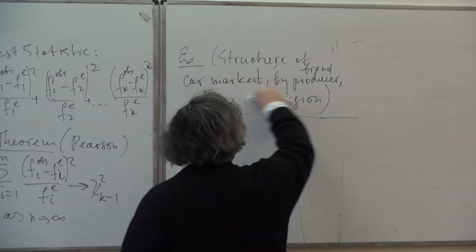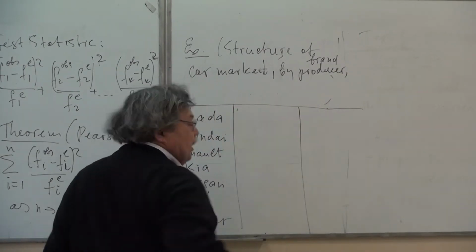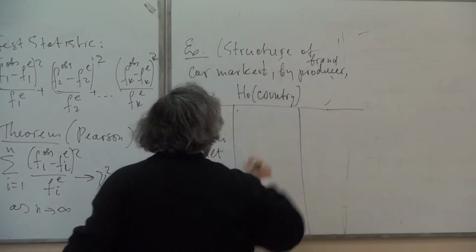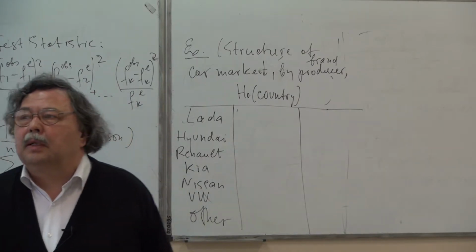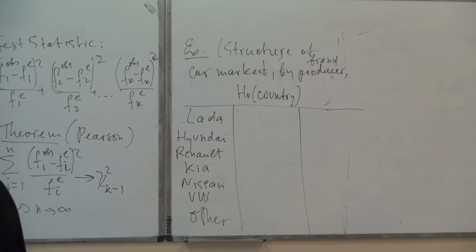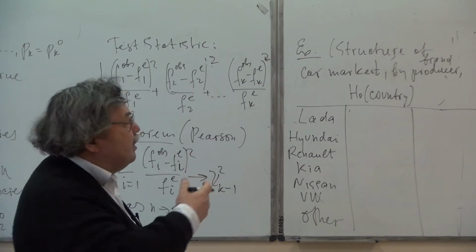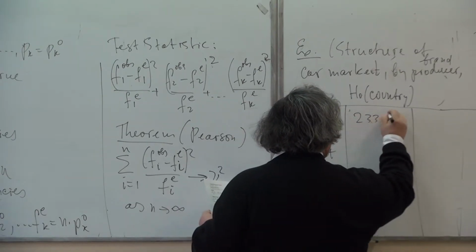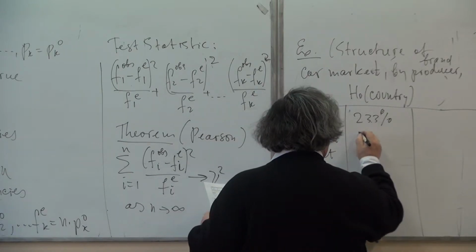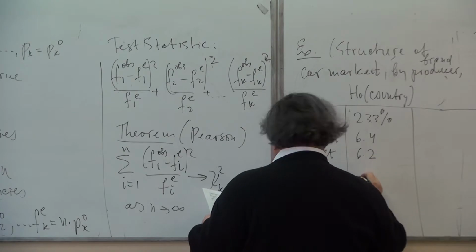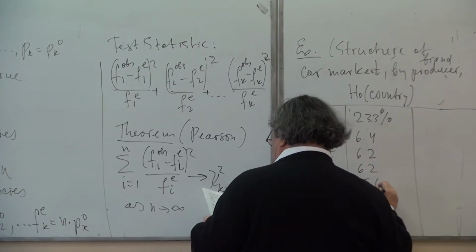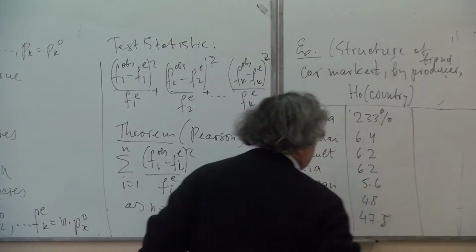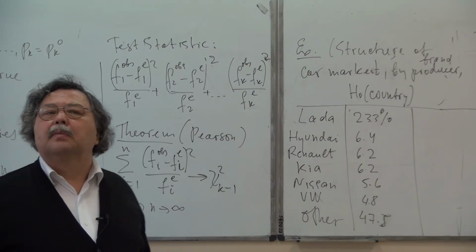not a good arrangement. So I'm erasing this to be able to add another row on top. So H0, what is H0 here? It's about a certain hypothesized multinomial proportion. Suppose for the country as a whole, the proportions are known, and they are as follows. In percentage terms, 23.3, okay, and 6.4, 6.2, 6.2, 5.6, 4.8, and 47.5.